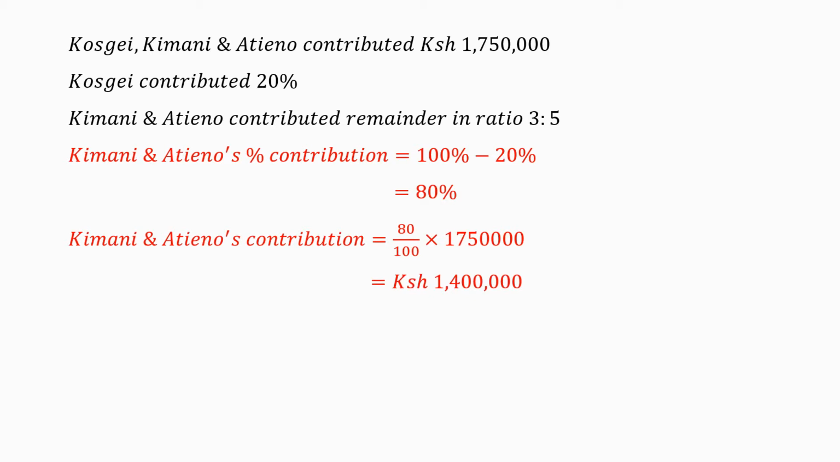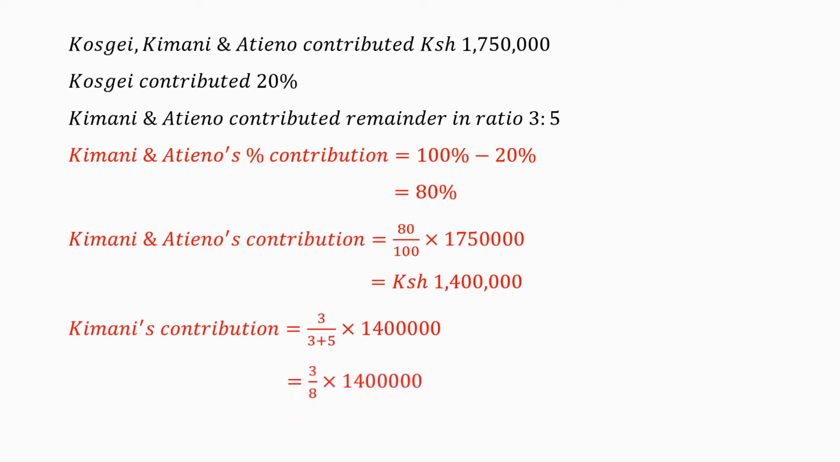Then Kimani and Atieno contributed in the ratio 3 to 5, and we need to find Kimani's portion. So we shall use Kimani's portion, which is 3, over the total ratio, which is 3 plus 5, times 1.4 million. So it is 3 over 8 times 1.4 million, and therefore Kimani's contribution was 525,000.